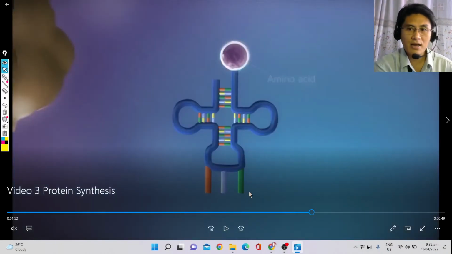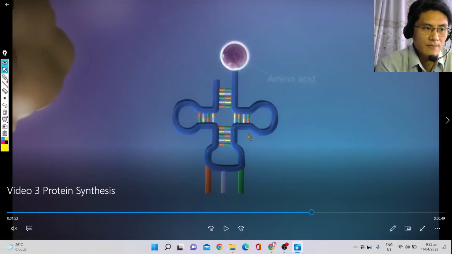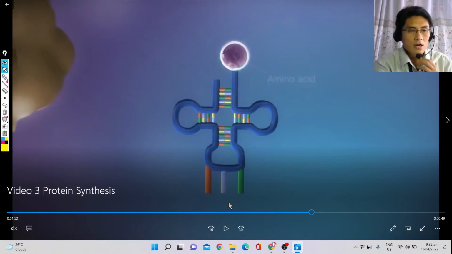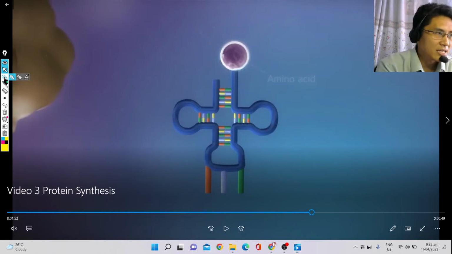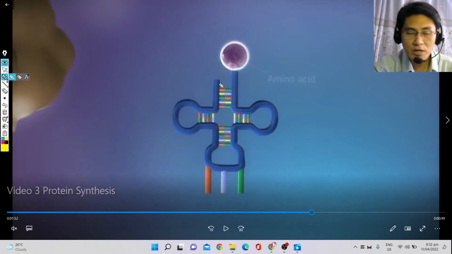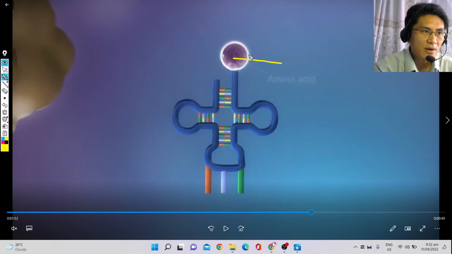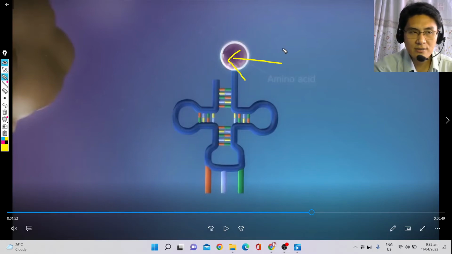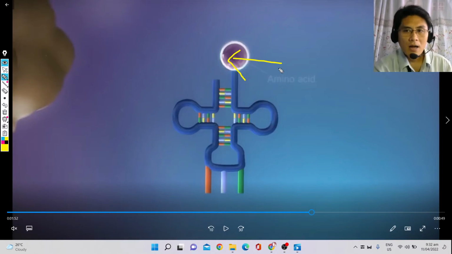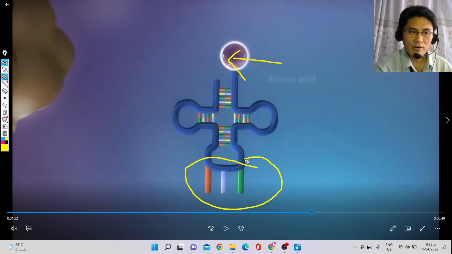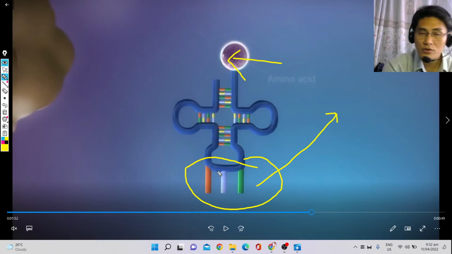The next part is that this transfer RNA doesn't just carry any amino acid. It has a particular assignment. So this amino acid here is not just any amino acid. It's not a random amino acid. It's a specific amino acid. And what determines that? It's the anticodon. So a transfer RNA with a particular anticodon carries with it a particular amino acid.